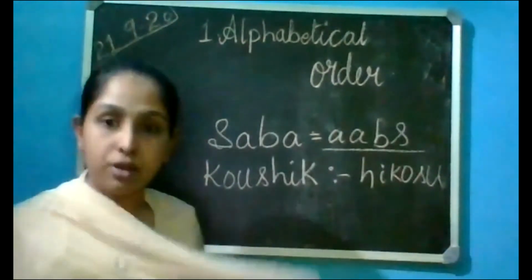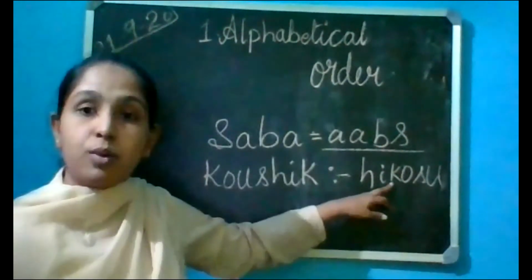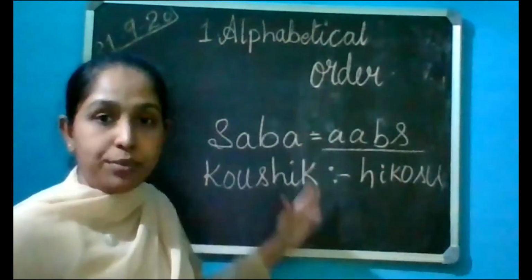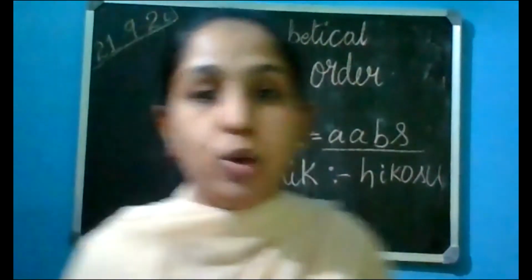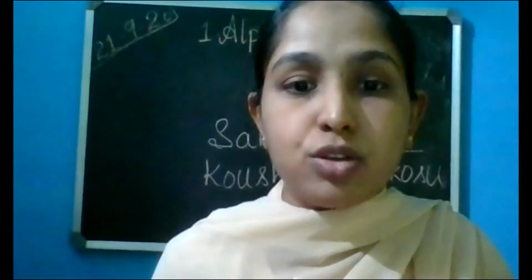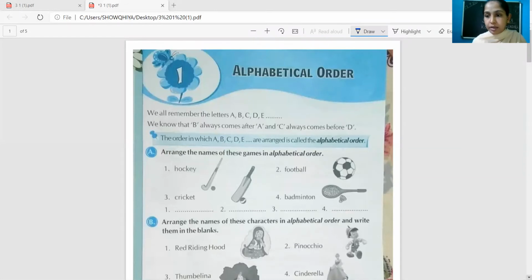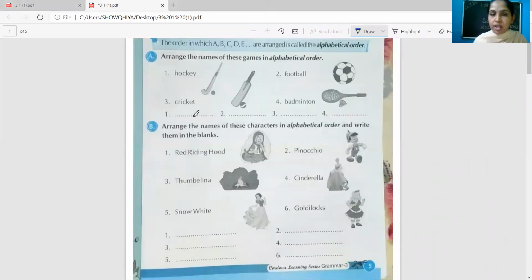If I ask you to write your name in alphabetical order, this is how I am going to write it. I hope you have understood the chapter alphabetical order. What you are going to do in your reader, children, will remain as your homework. You are going to write it in the places where they have given hockey. B1 is football, so in alphabetical order you have to write it here. The third one is cricket, which I have shown on the board, so you write it in the third blank. The fourth one is badminton, and you're going to write it here.